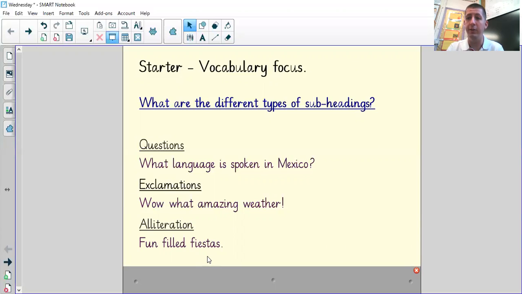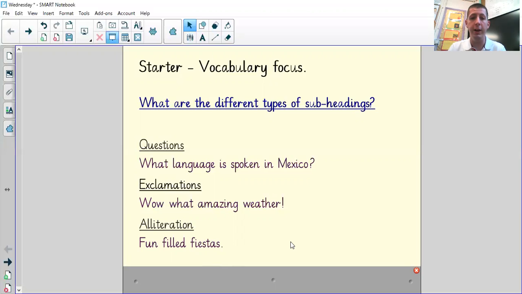So rather than just saying it's about Mexican fiestas, I've said it's fun-filled fiestas, and it just sounds a bit more exciting. Can you have a go at seeing if you can come up with your own subheading using alliteration? Now that activity will be quite useful for you later in the week when we're writing our own non-chronological report. So remember all of what you've just done in the subheading starter.